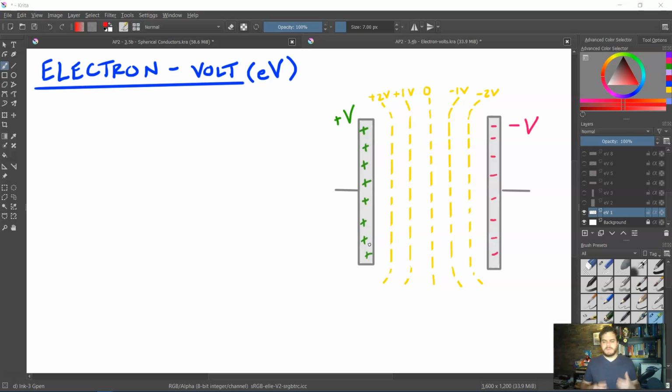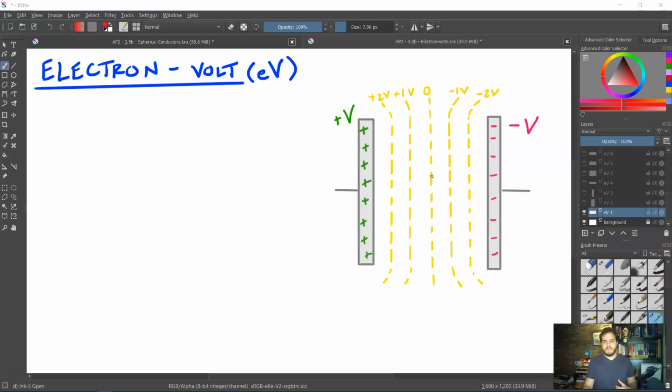Well, now that we've talked about electric potential energy and electric potential, let's discuss a unit you occasionally see, which is that of the electron volt, which is abbreviated little e, capital V. So let's look at this, looks like a capacitor here, which is what I have, which I have two charged plates, one at positive voltage, one at negative voltage, and we can see these equipotential lines in between.